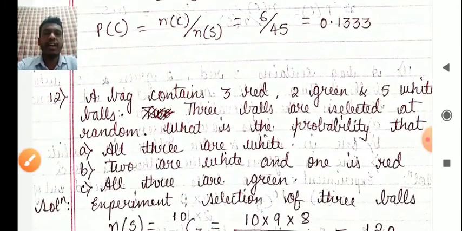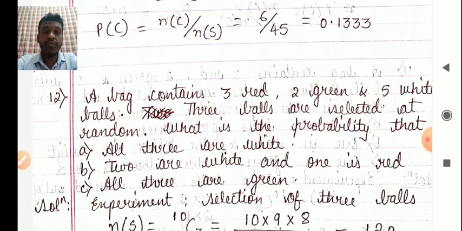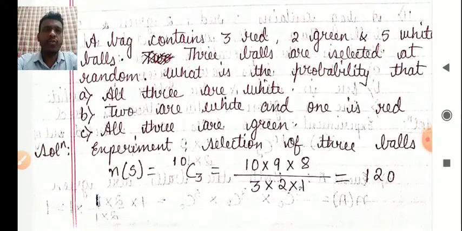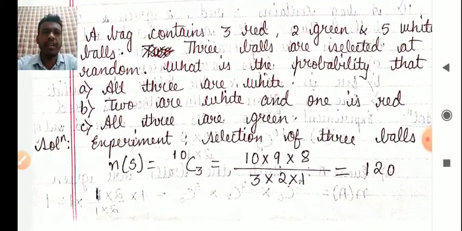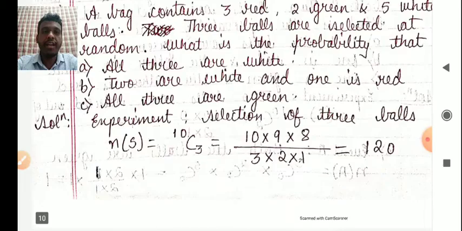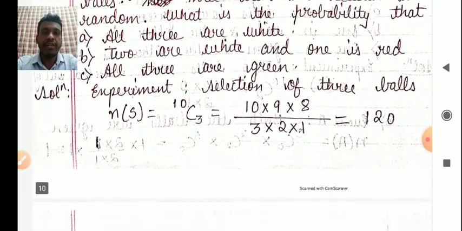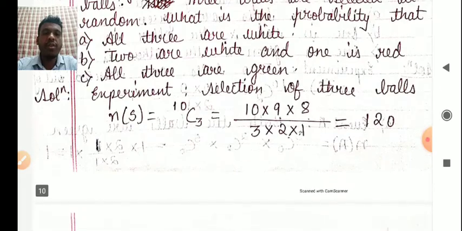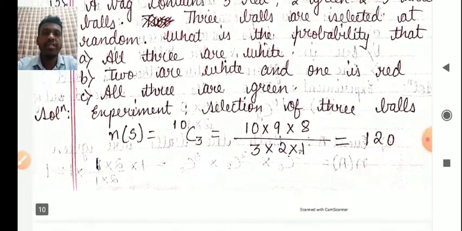Now let us see a similar kind of problem, but instead of 2 balls, we are taking 3 balls at a time. So a bag, same problem I have taken. A bag contains 3 red, 2 green, 5 white balls. 3 balls are selected at random. What is the probability that all 3 are white? 2 are white and 1 is red. All 3 are green. Okay, these are the 3 cases.